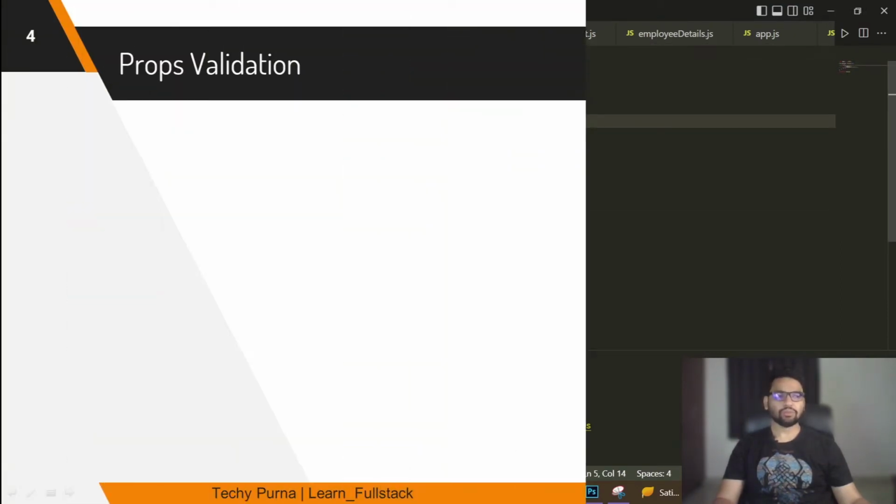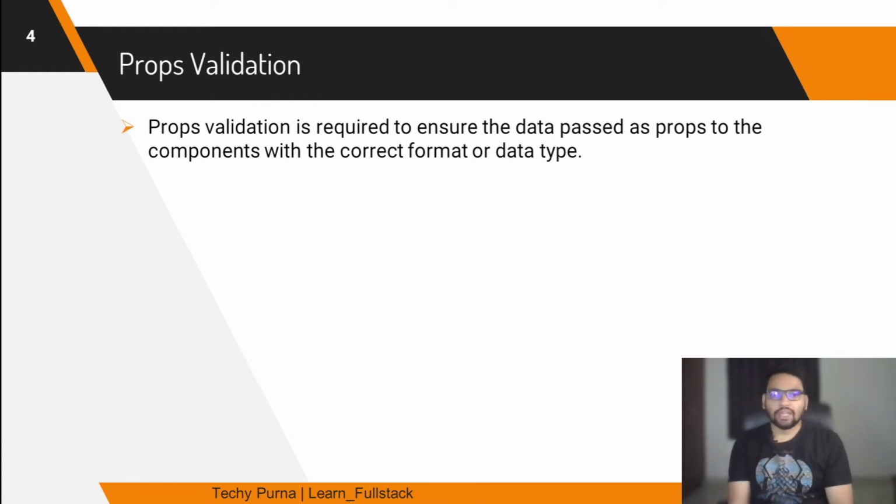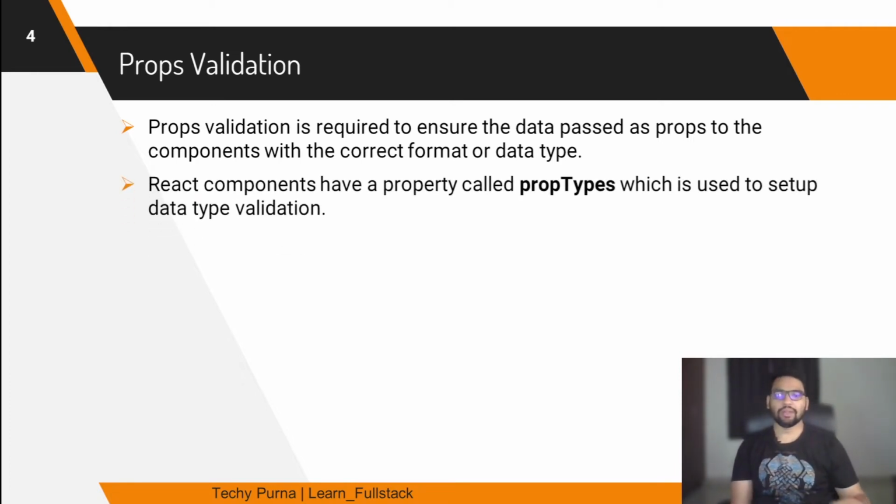So what is properties validation basically? Property validation is required to ensure the data passed as props to the component is in the correct format or data type. So basically the properties which we expect in the component are pre-decided, and we can also define what kind of data we want to expect as properties. That we define in the component itself.